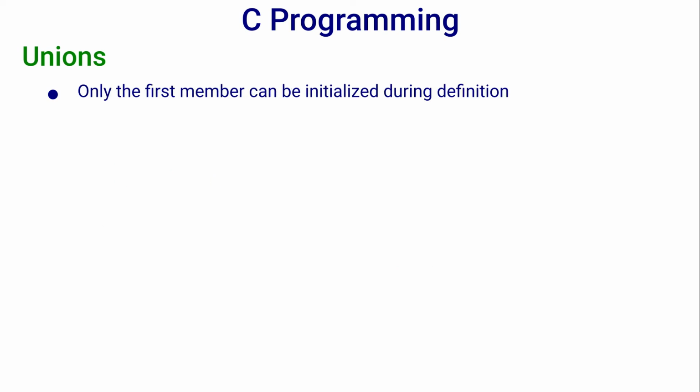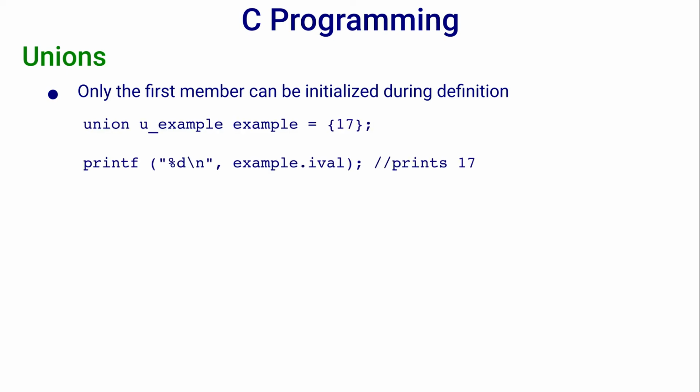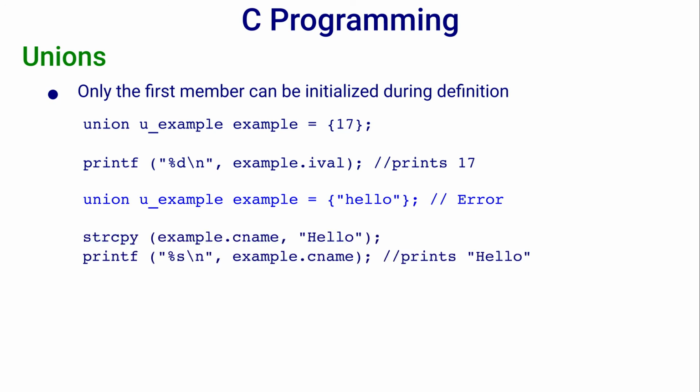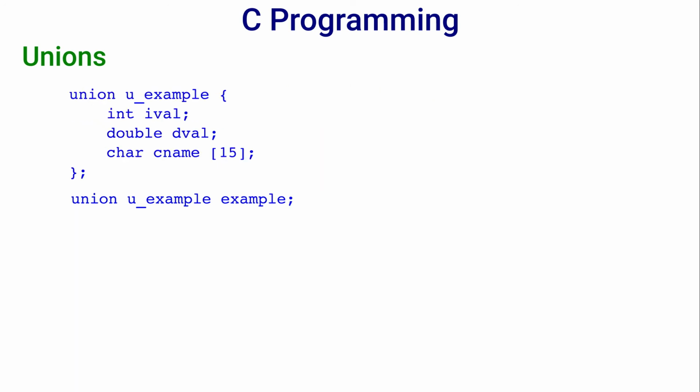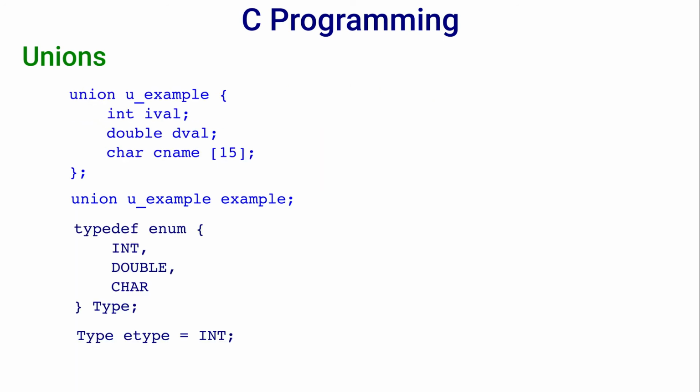We can initialize only the first member of a union at compile time. So we can say union uexample example is equal to 17 and the ival member is initialized to 17. Initialization of any other member at the time of definition is an error. So if we wish to use any other member of the union, we need to make an explicit initialization at runtime. How does a program know which member of the union is being used? Programs need to keep a separate variable to keep track of the member being used in a union.